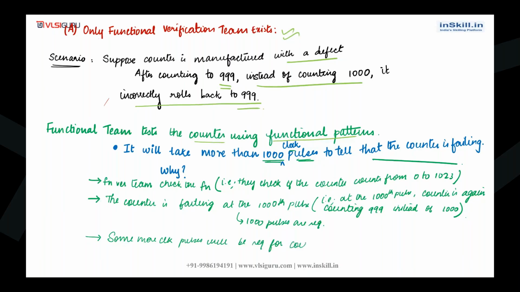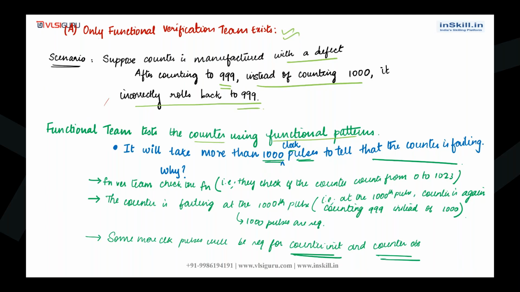Counter initialization and counter observation. Counter initialization means the counter has to be brought to some initial state, and counter observation means the output of the counter has to be taken to some register, and the register has to be read. That is why some more clock pulses will be required for counter initialization and counter observation.